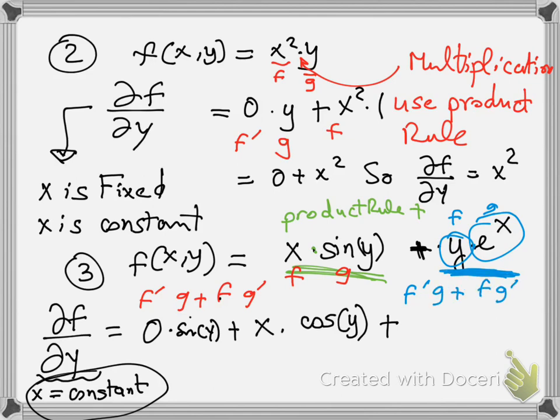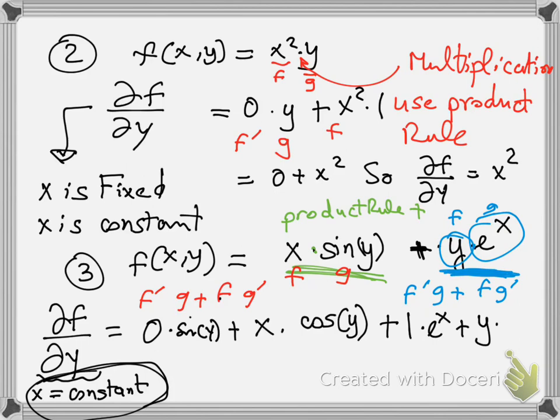So f is y. What's the derivative of y? Here y is not a constant, because x is a constant, but not y. It's like saying the derivative of x, which is 1. So the derivative of y is 1. So that will be 1 times g, which is e to the x, plus f, which is y, times g prime. g is e to the x.